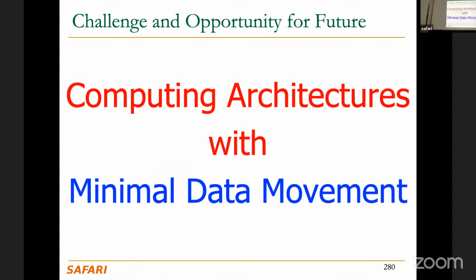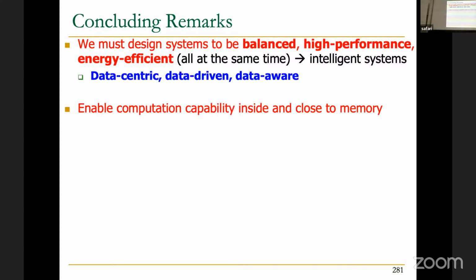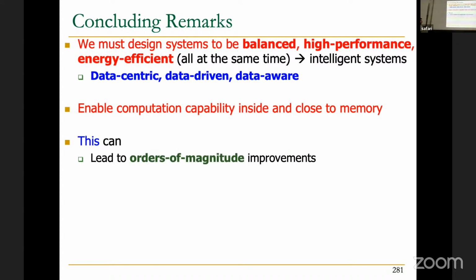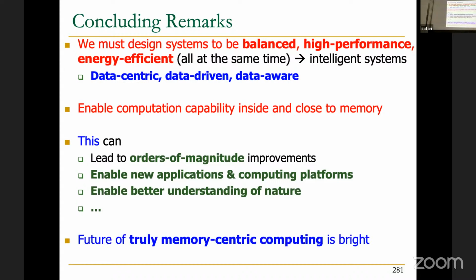We also want high-performance architectures and architectures that compute with minimal data movement inside the system. In order to do that, we need to design more balanced and more intelligent systems, which are data-centric, data-driven, and data-aware. Overall, we can do that by enabling computation inside or closer to the memory, which can lead us to significant improvements in performance compared to current processor-centric systems, enable new applications and application domains, and enable us to better understand systems and data overall.